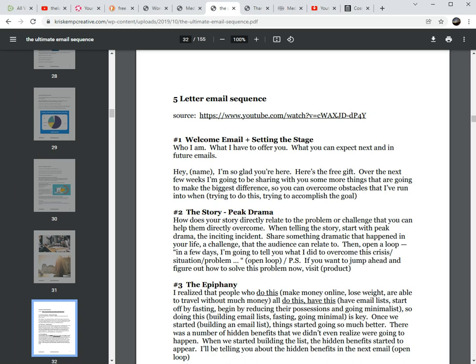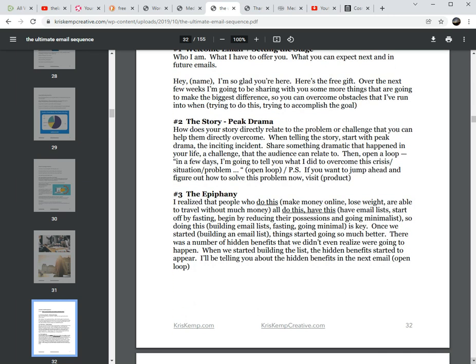So the third email is the Epiphany. This is where you could say something to this effect. You could say, I realize that people who do blank, make money online, lose weight, or travel without much money, all do this, all have this in common. Have email lists, start off by fasting, begin by reducing your possessions and going minimalist. So by doing this is key. So the third email is the epiphany.